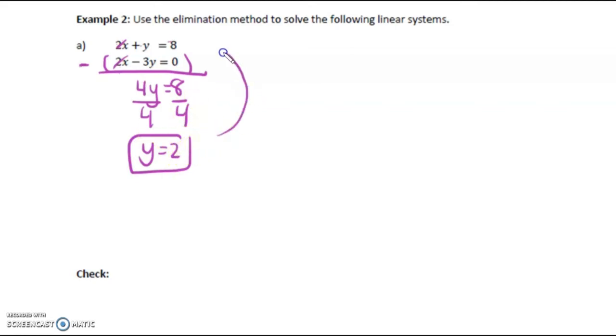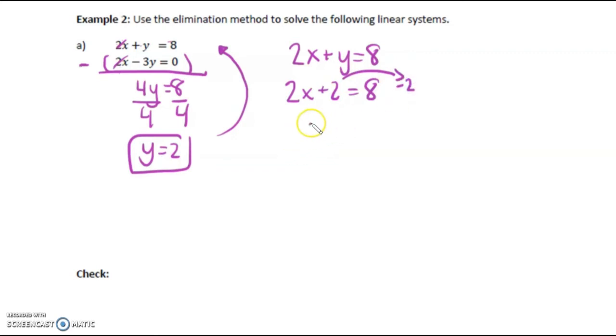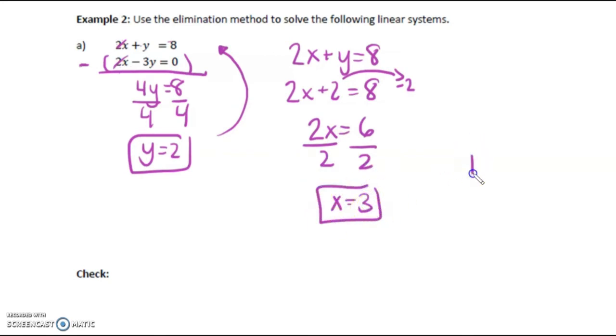We're going to take that 2, and just like the substitution method, we're going to sub it back into one of the originals. So let's go 2x plus y equals 8. Okay, I'm going to go 2x plus 2 equals 8. Bring over that 2, it becomes negative 2. 2x equals 6, and then divide out. So in this case, I get x equals 3. I get that the point of intersection is 3, comma 2. Even though we solved for y first, the point of intersection is in the form x comma y.